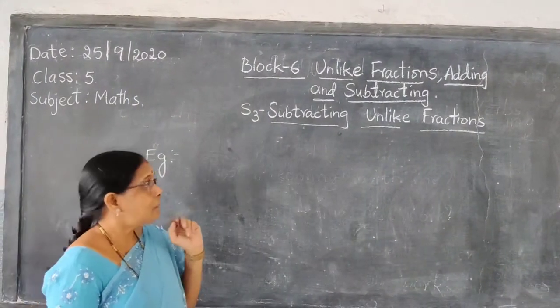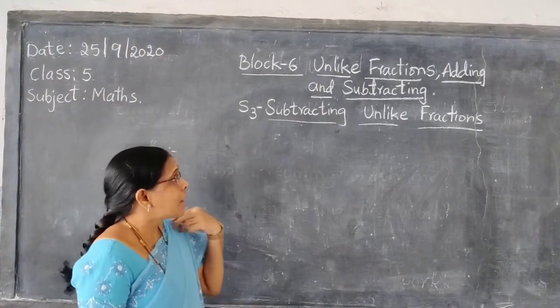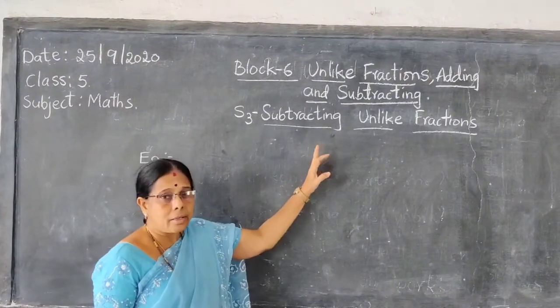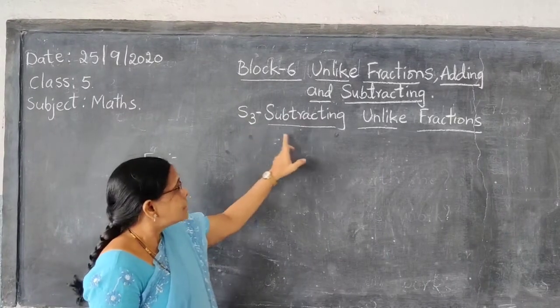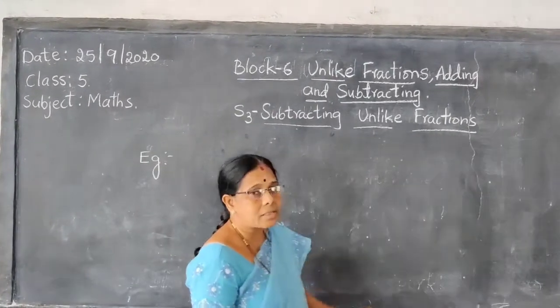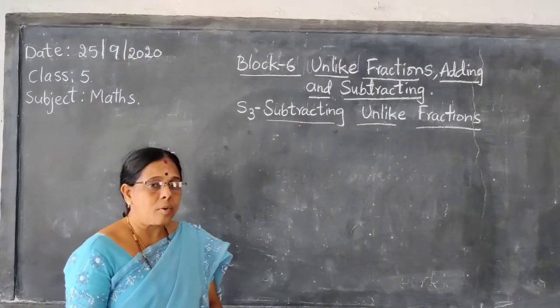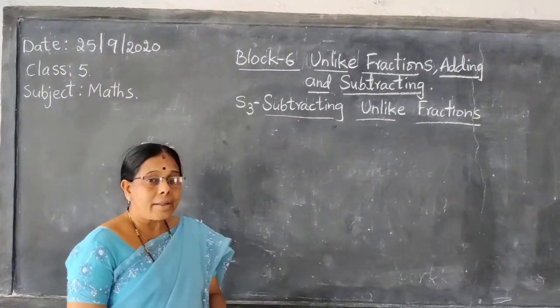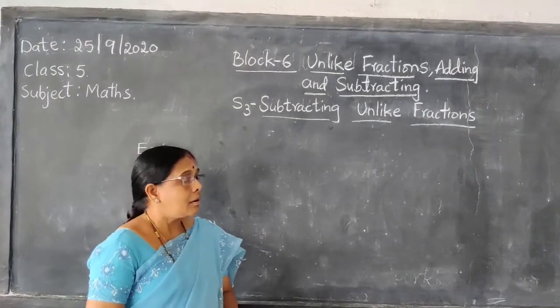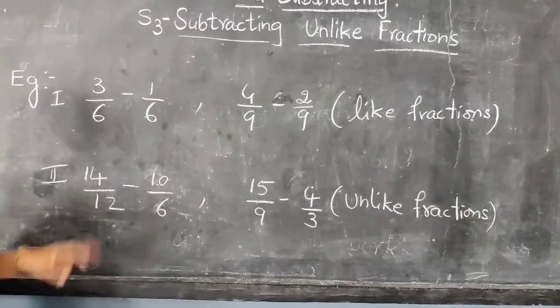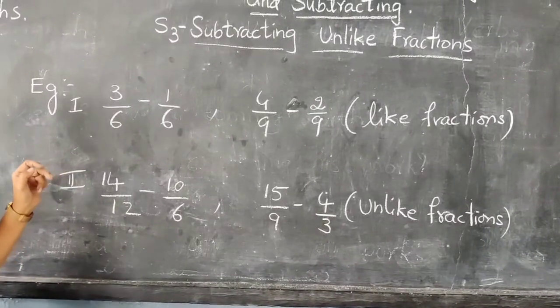Good morning children, this is 5th class maths. Today I am going to explain subtracting unlike fractions. In the previous class we learned about adding unlike fractions. Okay, now today our topic is subtracting unlike fractions. I have written here two examples, children.